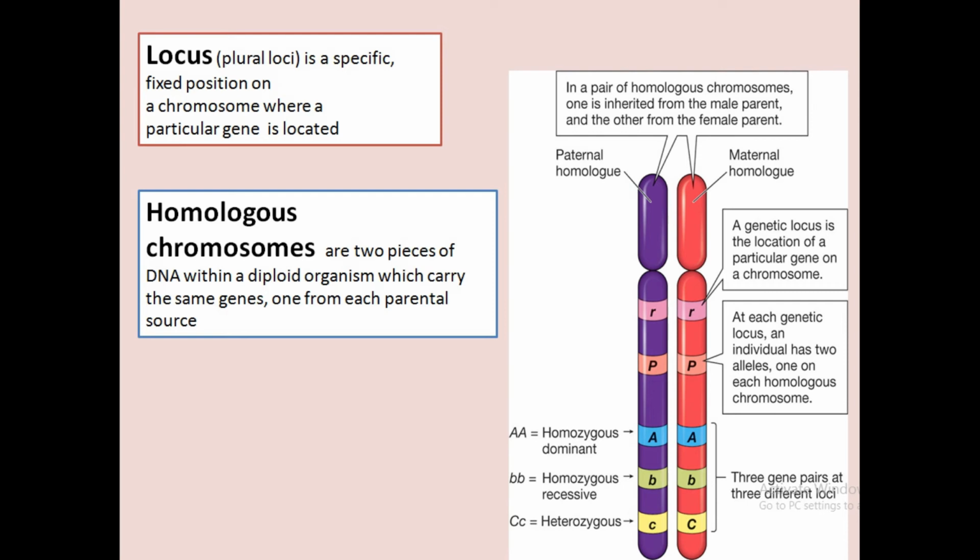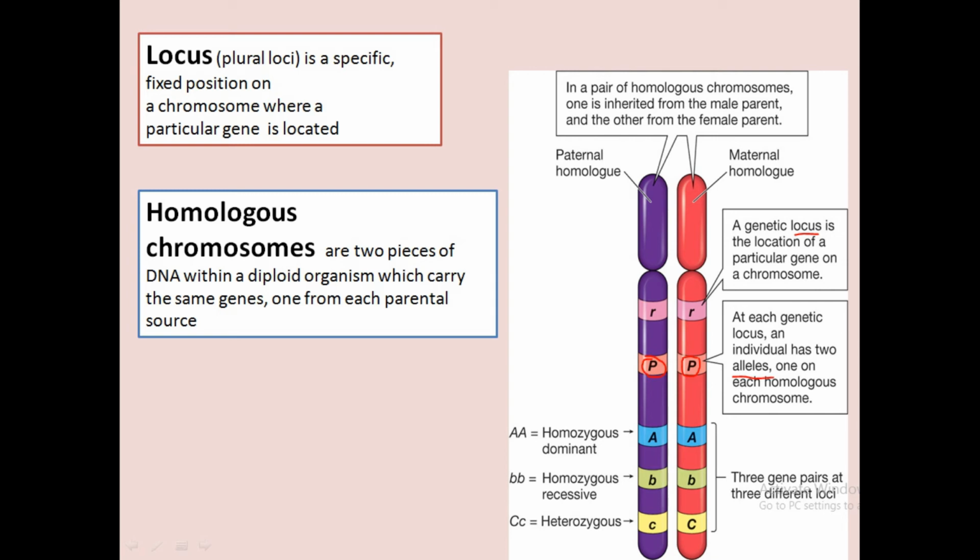Now what is locus? A genetic locus is the location of a particular gene on a chromosome. So that particular gene location in a chromosome is the locus. And at each genetic locus, an individual has two alleles, one on each homologous chromosome. Here you can see the location of P, here is the location of P.